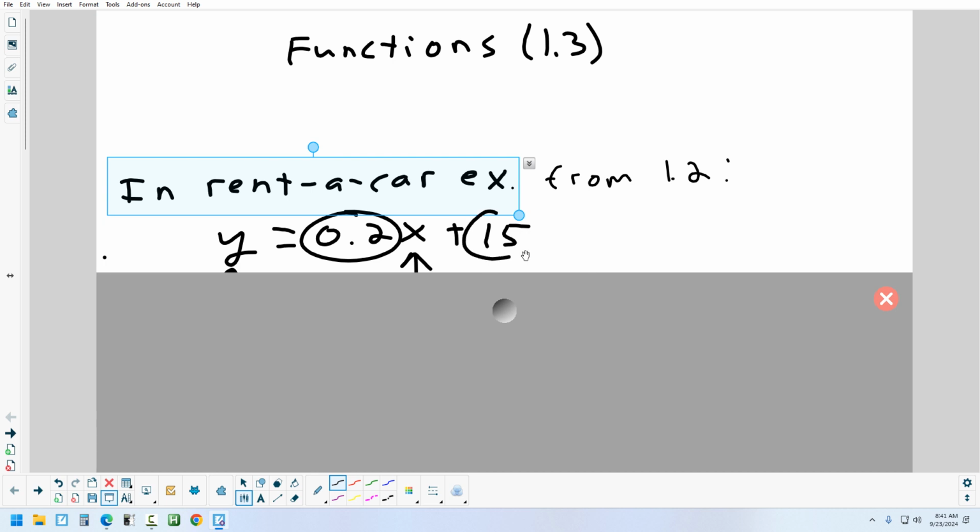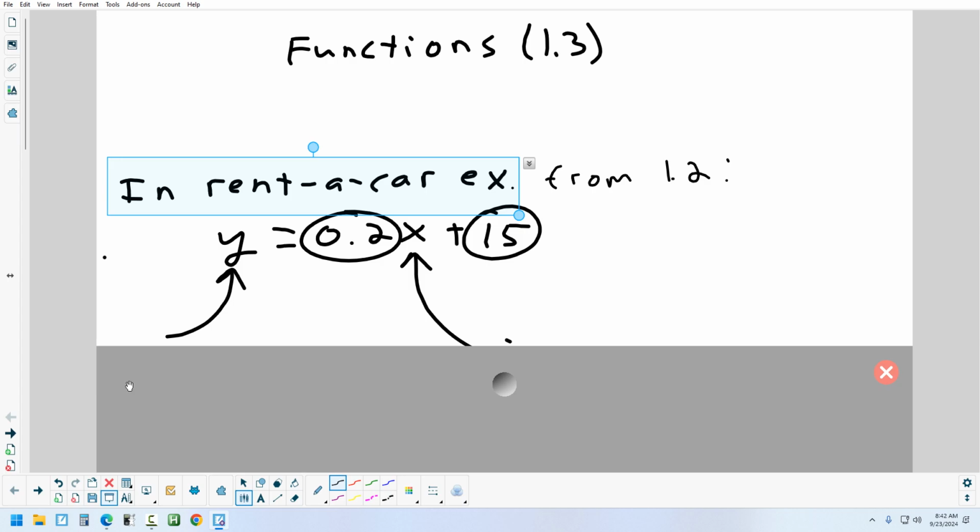This number at the end, the b, what do you call that one? The y-intercept? Yeah, that's the y-intercept, and that's usually like a one-time fee. Like if you're renting a car and you pay $15 to book the reservation, or it's like a non-refundable type deposit. You pay one time.